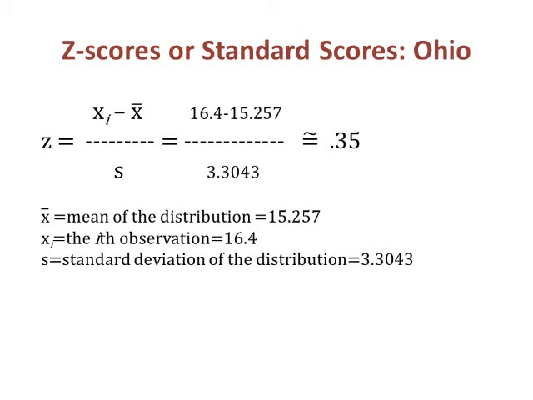Here the poverty rate for Ohio is used as an example. The national mean for the poverty rate is 15.257, and the standard deviation is 3.3043. The value for Ohio is 16.4. These numbers are plugged into the equation and we determine the z-score with simple arithmetic. Thus we find that the z-score for Ohio is approximately 0.35.